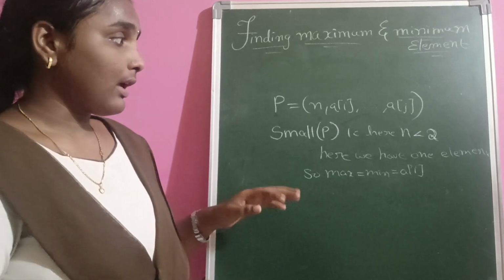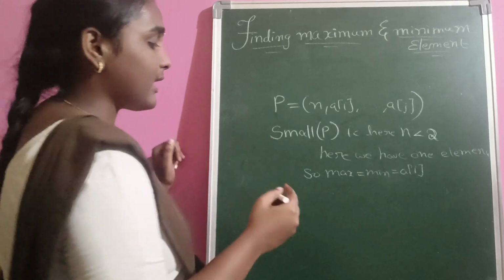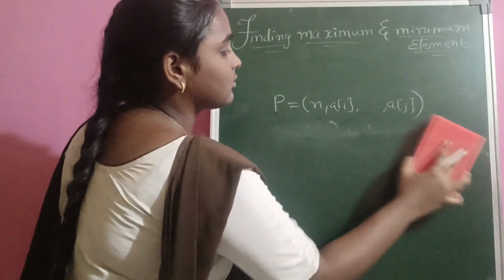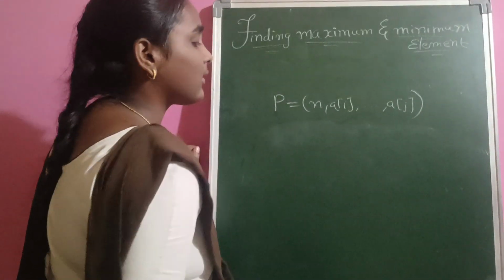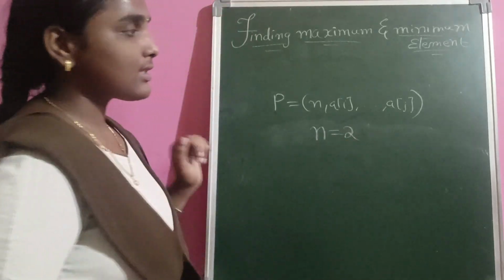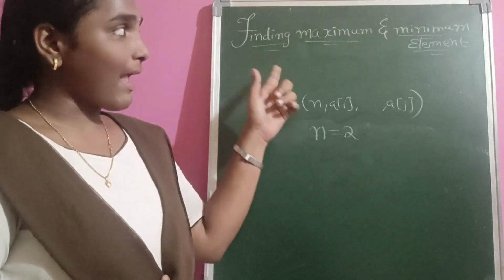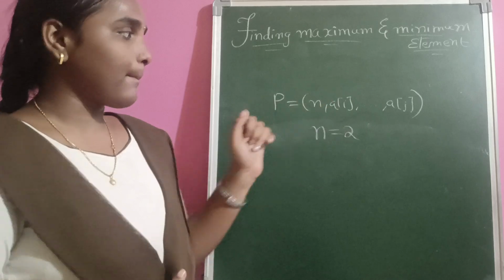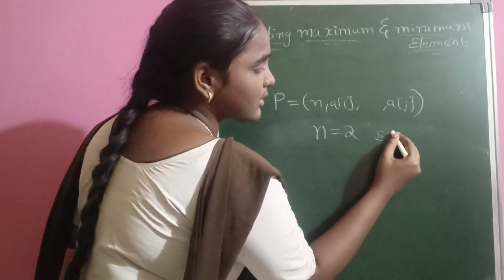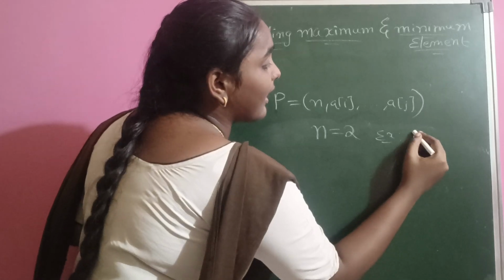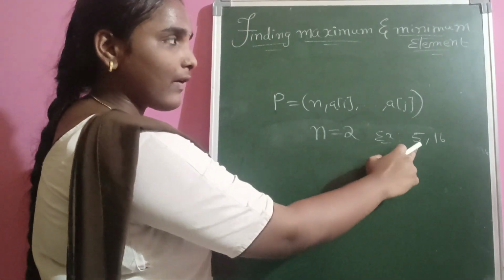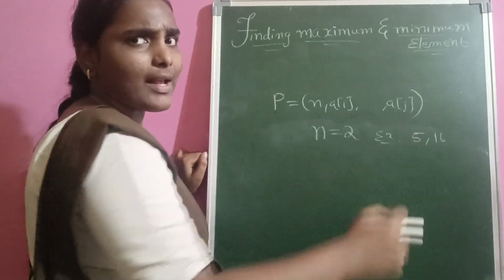If n is equal to 2, in this case we can find the maximum and minimum element in one comparison because we have only two elements. Let us suppose, for example, 5 and 16. In one comparison, we can say that 5 is the minimum element and 16 is the maximum element.